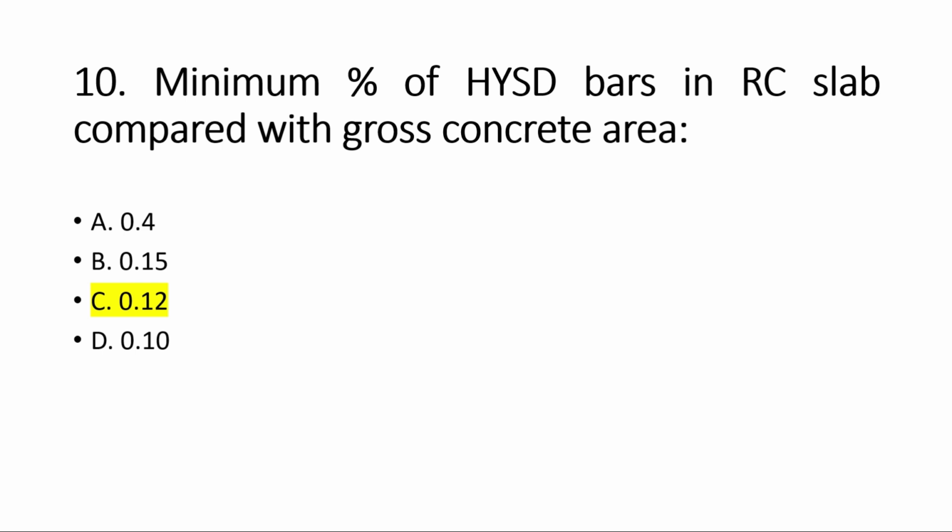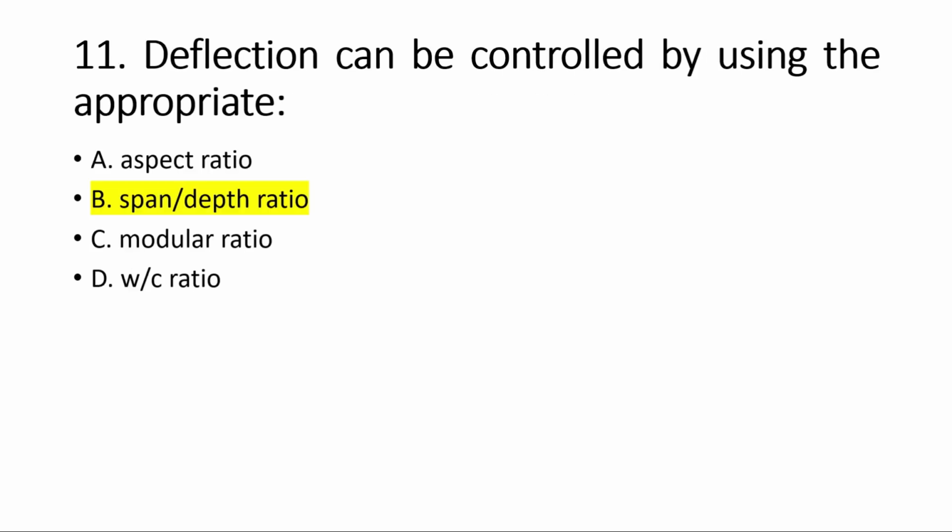And we know if we are having mild steel bars, or you can say Fe250 bars, then the minimum reinforcement in slab is 0.15%. So in that case option B is correct, that is 0.15%. But here we are having HYSD bars, so option C is correct. Okay, so you have to keep in mind. So move on to the next question.